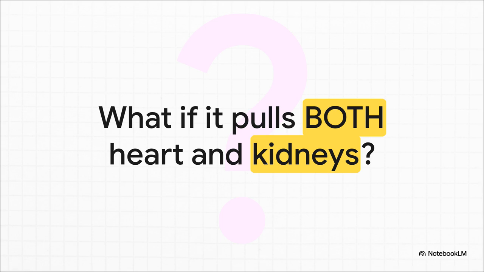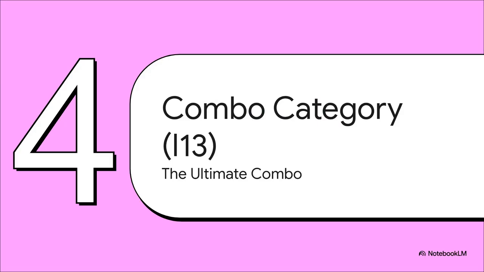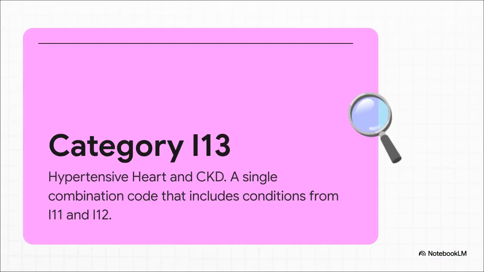What happens when that hypertension magnet pulls in both the heart and the kidneys at the exact same time? That brings us to category I-13, the ultimate combination category. When a patient has all three of these, hypertension, heart disease, and CKD, category I-13 becomes your primary magnetic block. The CMS guidelines are crystal clear here. Conditions included in I-11 and I-12 are bundled completely together into one powerful code in I-13.